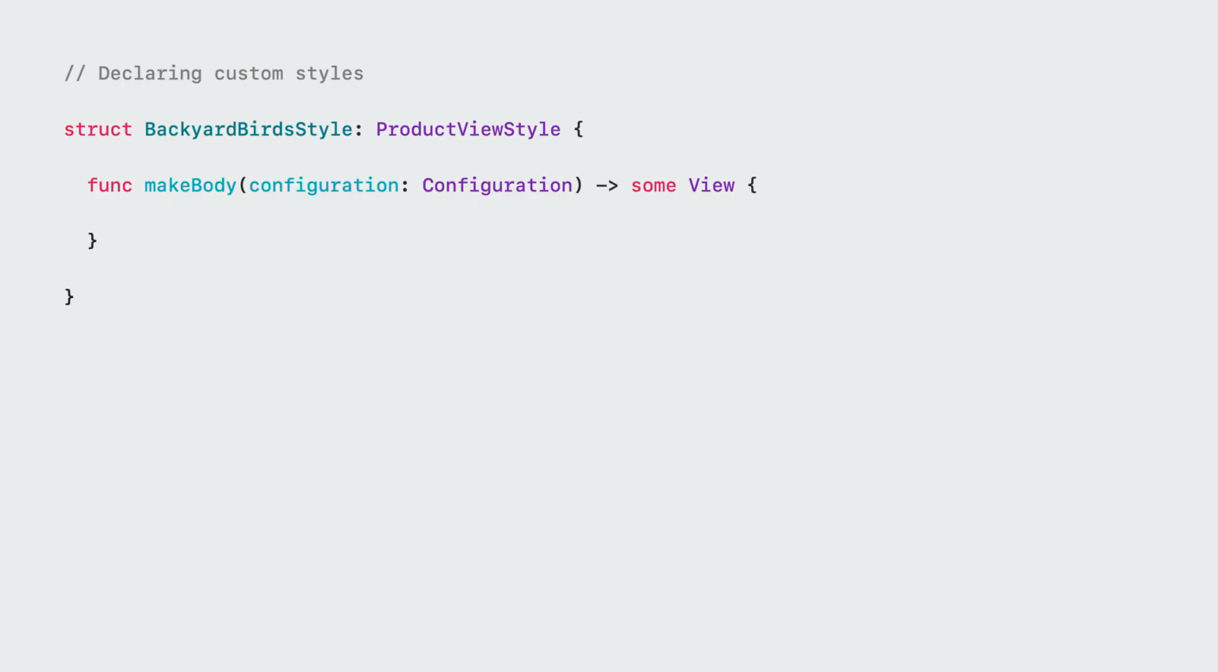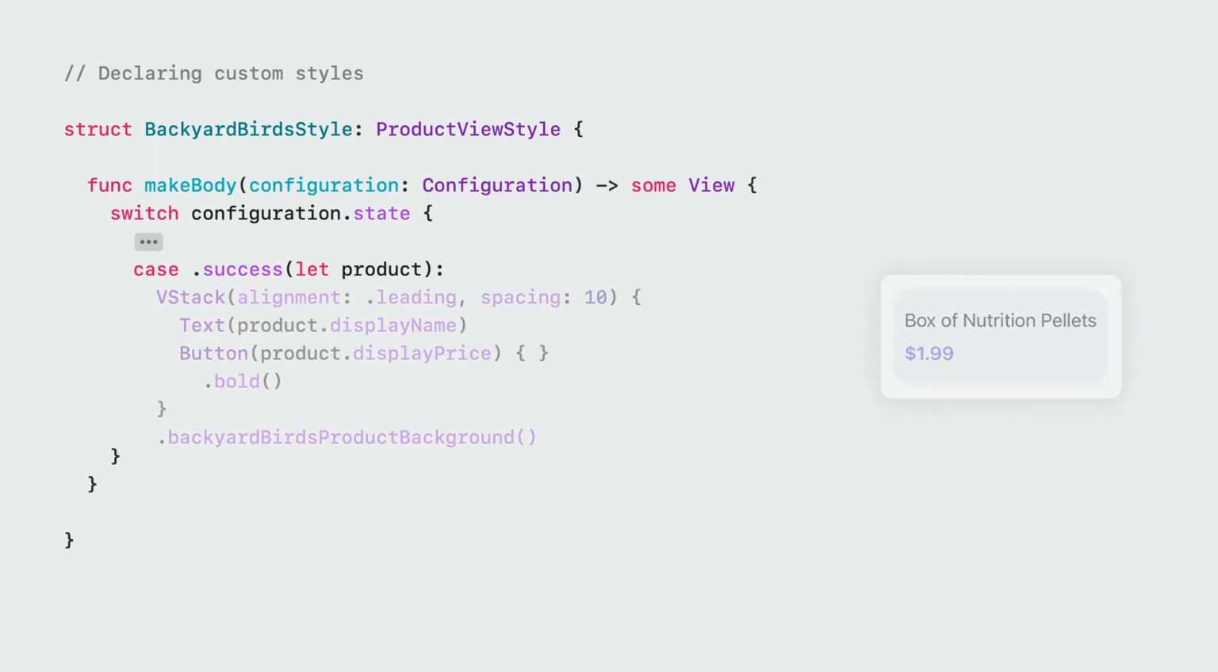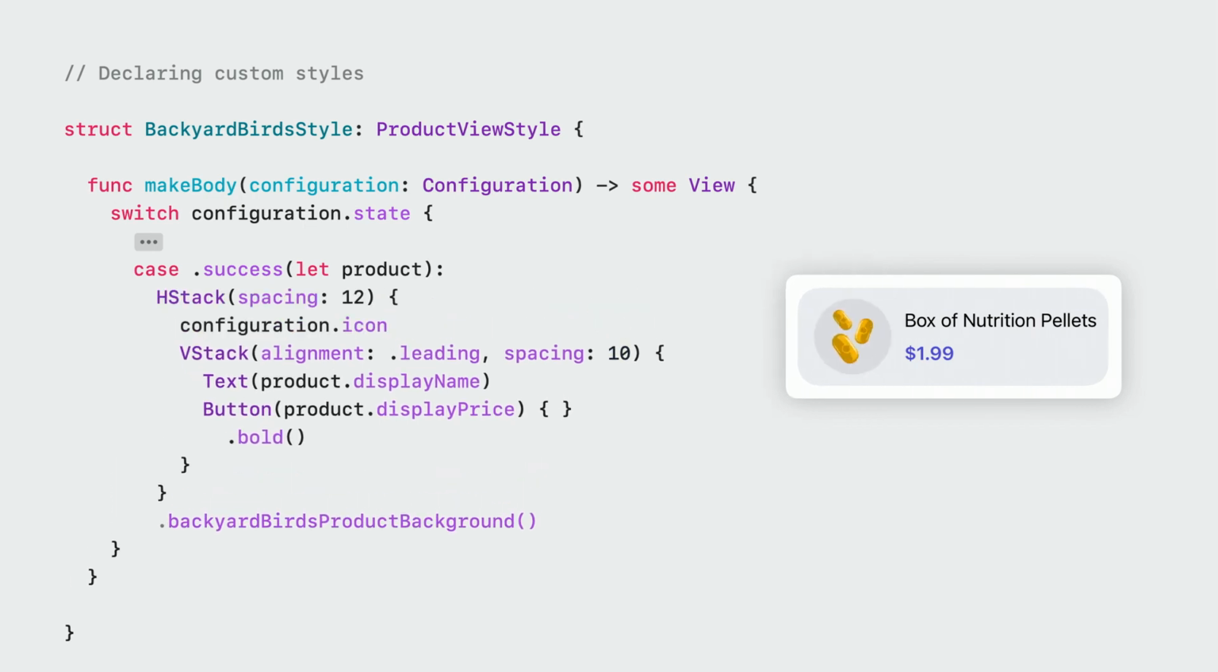Of course, you don't need to compose your custom style with a standard style. You can always define your style using other views in the makeBody method. When the task state is success, you can access the product value the view is representing. This is the same product value you're already used to working with if your app uses StoreKit 2. You can use all of the properties of the product to create your view. The configuration also allows you to access the decorative icon.